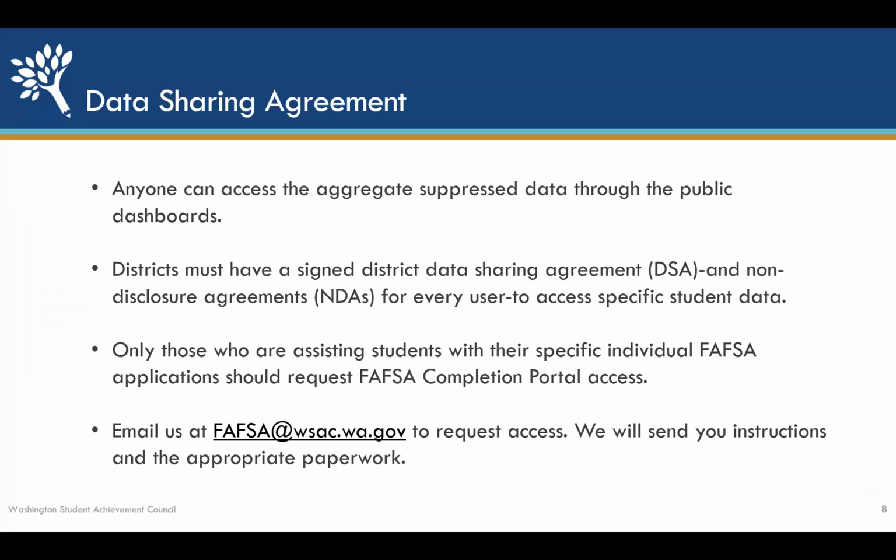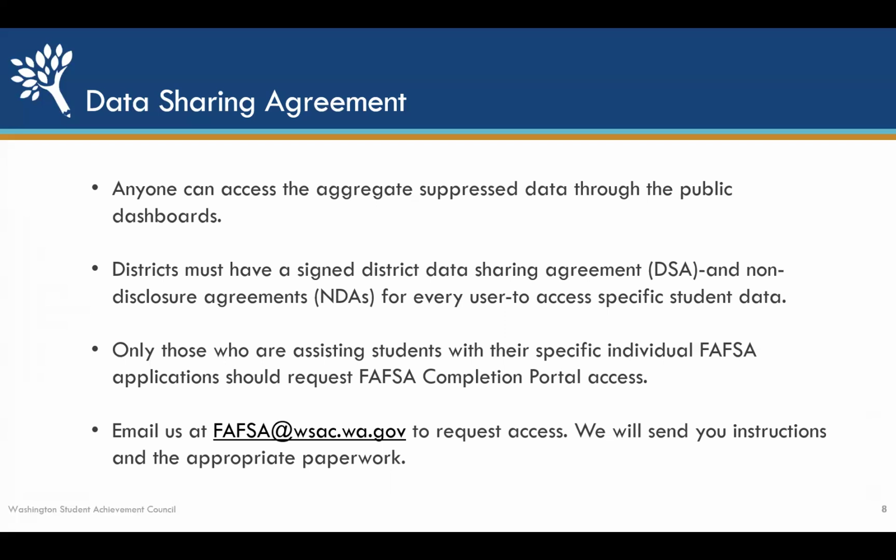The data sharing agreements are signed at the district level. Users can either request access for specific schools or the entire district, depending on the scope of support they are giving to students. If you're interested in getting access and work in an organization such as a nonprofit that works directly with all students in a specific senior class, you can also request to have access granted for student level data. For getting access to student level data and getting your employees logins to the portal, please email us at fafsa@wsac.wa.gov to request access. We will then send you instructions and the appropriate paperwork.